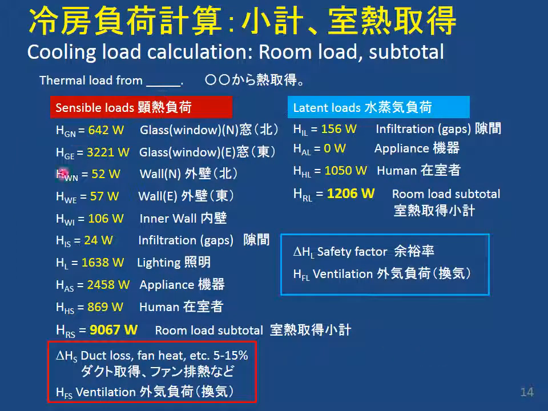So we've done most of the calculation now. Many different loads from the walls and the windows and the lights and the people for a subtotal of about 9,000 watts for sensible loads from hot things. And the latent heat loads from making water vapor, which we need to dehumidify, is about 1,200 watts. But we're not finished. We need some extra safety factors and things about fan heat and duct losses, and also the fresh air, the ventilation into the room.